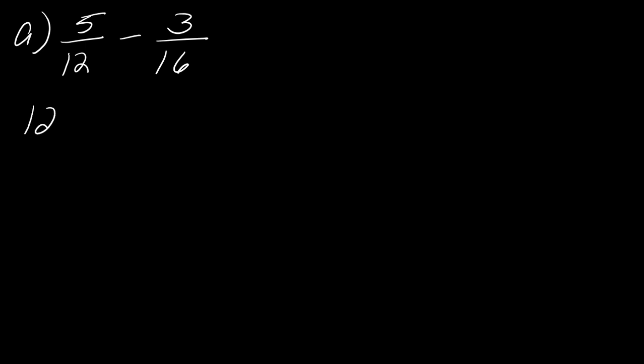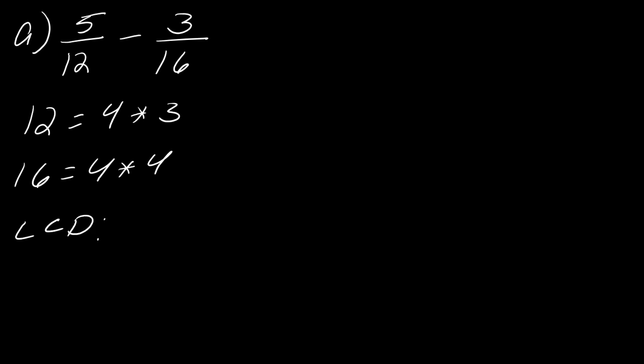Okay, so first I've got to find my LCD. So I've got 12 and 16. What's the largest number that divides into both? Well, that would be 4. So 12 is 4 times 3, 16 is 4 times 4. So my LCD is this 4 that they have in common, right? They have one 4 in common, so it's 4.